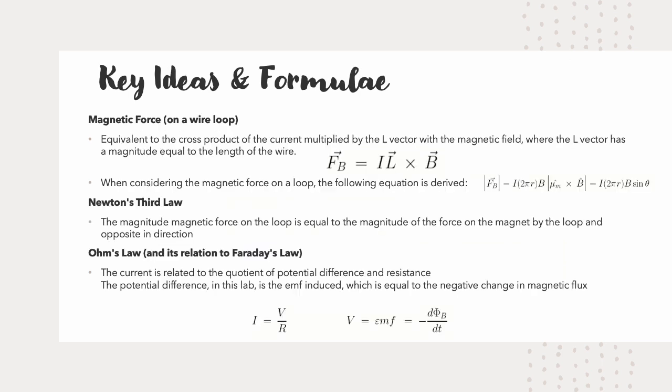Another set of key ideas and formulas are as follows: the magnetic force on a wire loop. When considering the magnetic force on a loop, the following equation is derived, which you can see on the screen, along with Newton's third law, which says that the magnitude of the magnetic force on the loop is equal to the magnitude of the force on the magnet by the loop, in the opposite direction. We have also used Ohm's law and its relation to Faraday's law here, which is I equals voltage divided by resistance, and voltage is the EMF, which is minus d phi by dt, the change in magnetic flux.